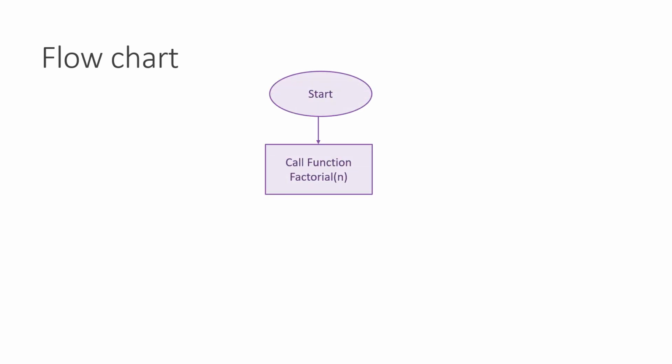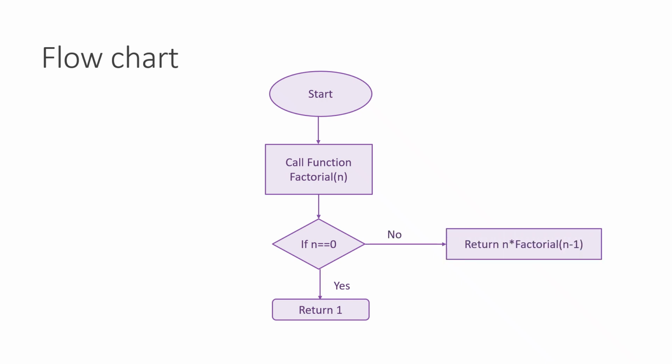This flowchart shows how factorial is calculated using recursion. We begin with the start point and call the recursive function factorial n. The function first checks if n equals 0. If yes, we've reached the base case, the simplest condition where no further calls are needed. The function immediately returns 1. If no, we move to the recursive step. The function returns n times factorial of n minus 1, calling itself again with a smaller value. This cycle continues until the base case is reached, and then the results flow back up, producing the final factorial value.